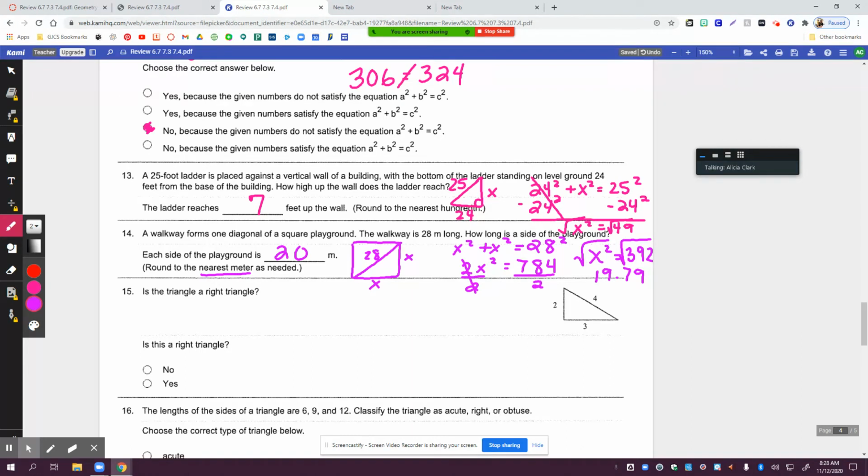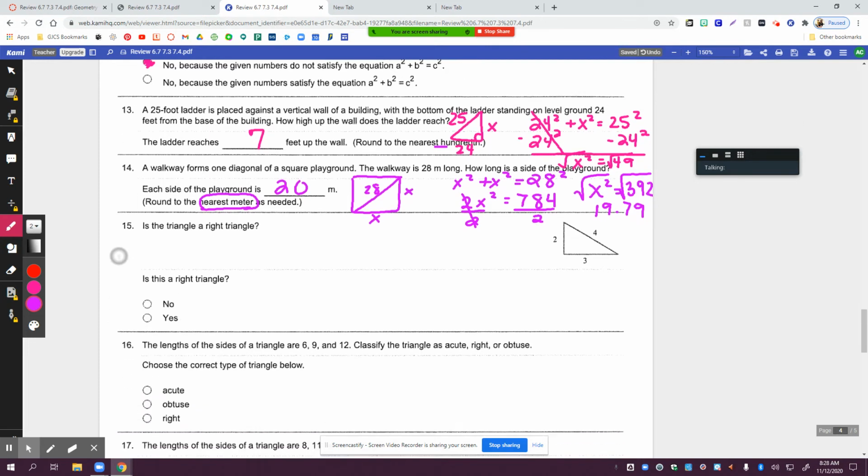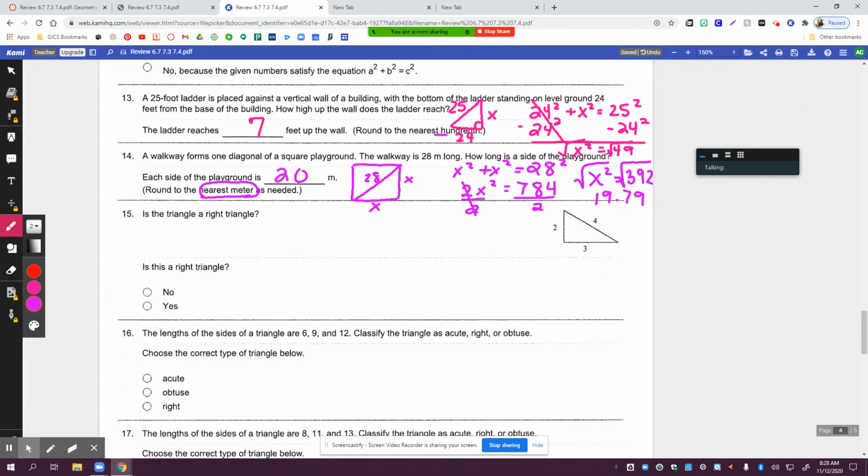So again, make sure that you're paying attention to what it's rounding to, what it wants. This one said round to the nearest meter. Back here it was round to the nearest hundredth. So it was a whole number, but if it had been a decimal, remember that's 2 decimal places. So just make sure you're paying attention to that part.